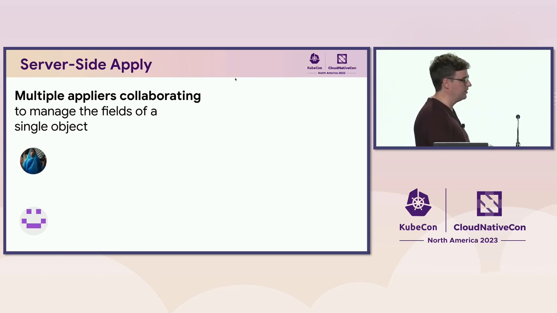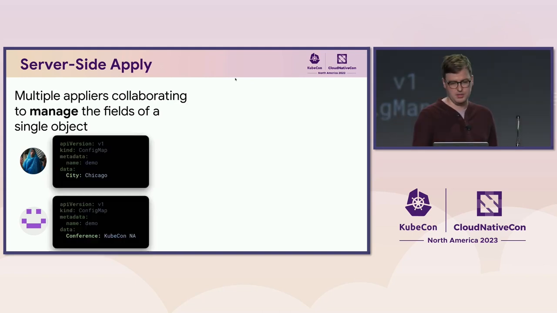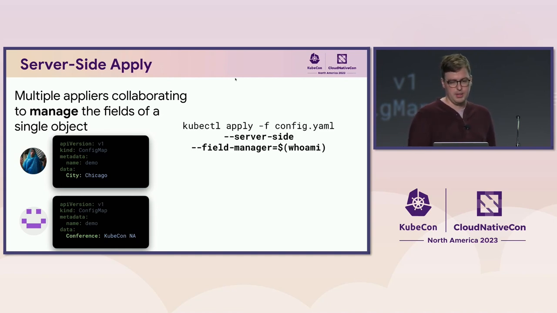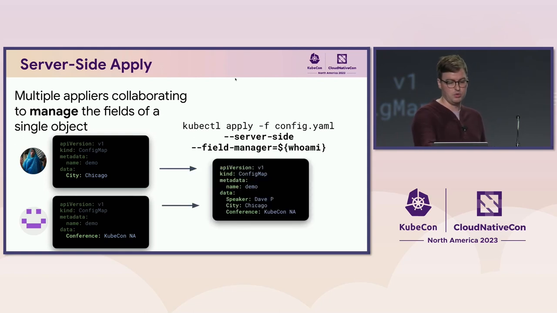Multiple appliers. In the example I had before, we have me, and technically that's GitHub me at the bottom. What are they trying to do? They're trying to manage the changes that they want on the resource. So what server-side apply lets you do is, when you use this flag and you specify who you are as the field manager, it will merge these in very cleanly, because it knows that I'm only trying to apply the changes I need, and I'm not trumping and overriding the entire resource.